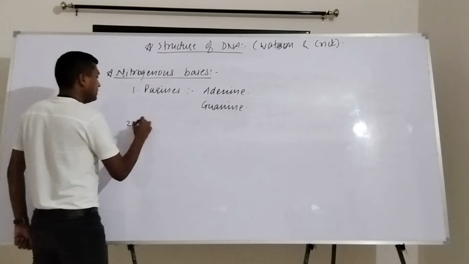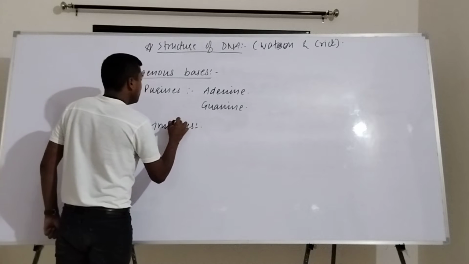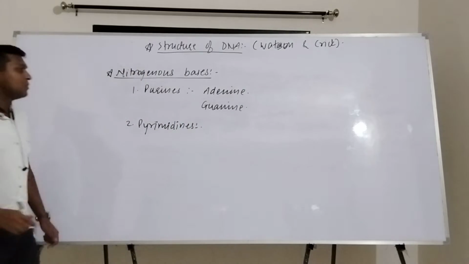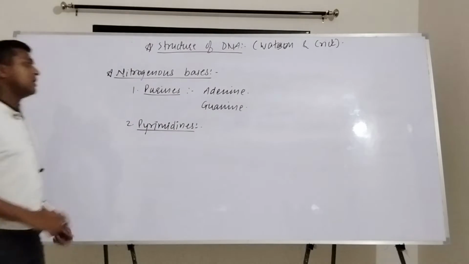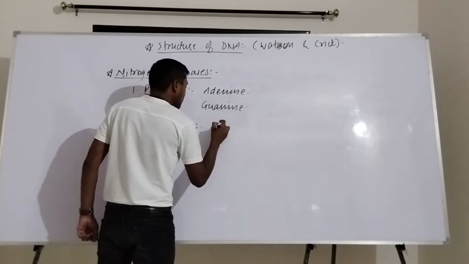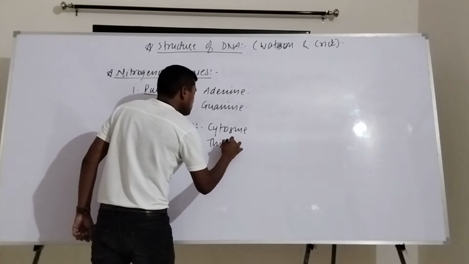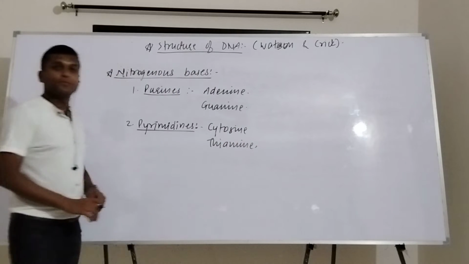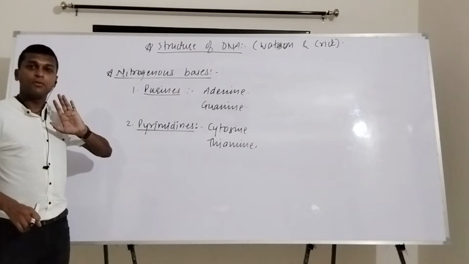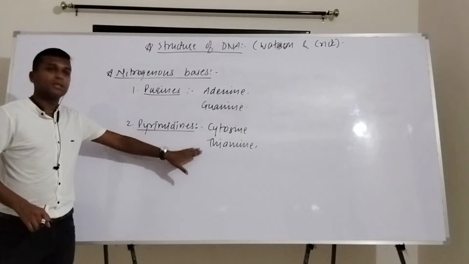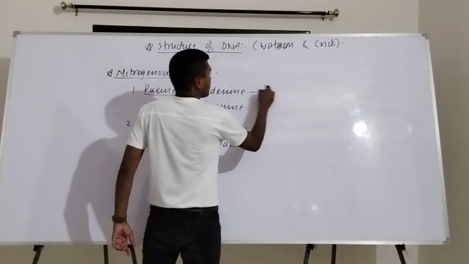Second group is called pyrimidines. Okay, purines, and second group is pyrimidines. Pyrimidines are of two different types. These are called cytosine and thymine. Okay, so nitrogenous bases are of two different groups, but basically there are four: adenine, guanine, cytosine, and thymine. Adenine can be represented as A.